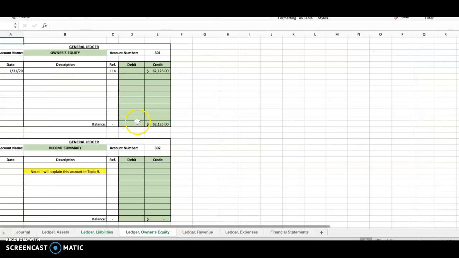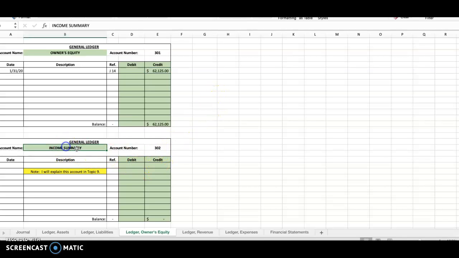Owner's equity, we have an amount of money in there as of the end of January of $62,125. And we have a new account down here, something called income summary. We're not going to deal with that today, but I just want to show it to you because that will be part of what we do in topic number 9. So that's something to look forward to.